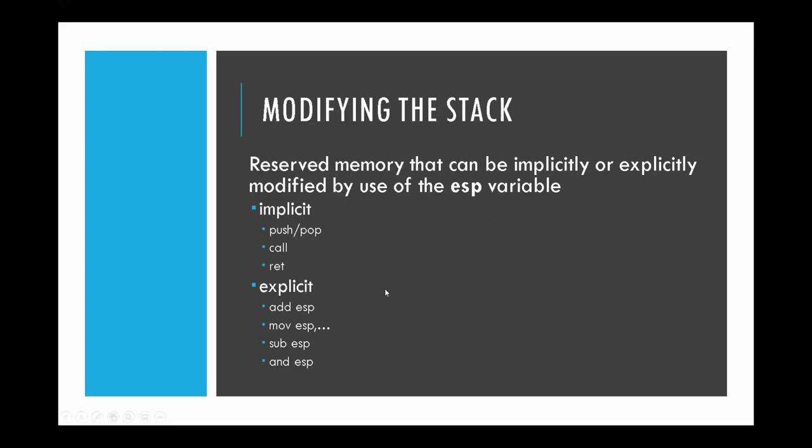Explicitly, so these are also modifying the stack. We explicitly invoke ESP, so we add to it and move it, subtract it, and it, or other bitwise operations. And these have a direct impact on the stack. It could be exchange ESP, EAX. So the address in EAX is now ESP. So in a sense, you could create kind of a false stack. And we'll definitely see how that comes into play later on in the semester.